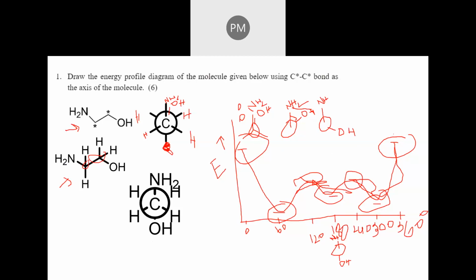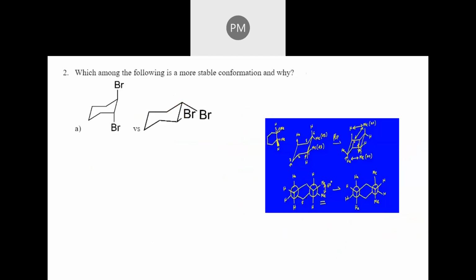0 degree. So our most stable conformations will be this conformation and this conformation, the gauche conformations. So we have to draw all the Newman projections of this. Then we have to draw the energy profile diagram, and then we have to tell which conformation is stable. So again, the cases.